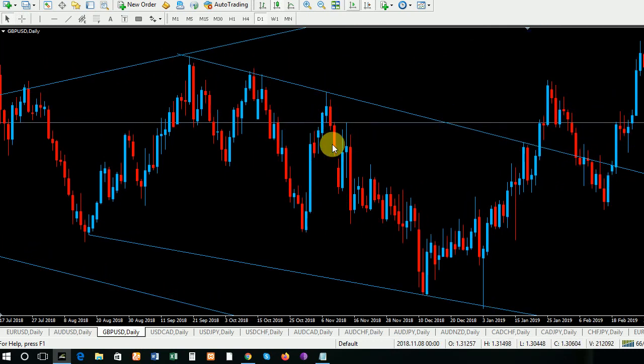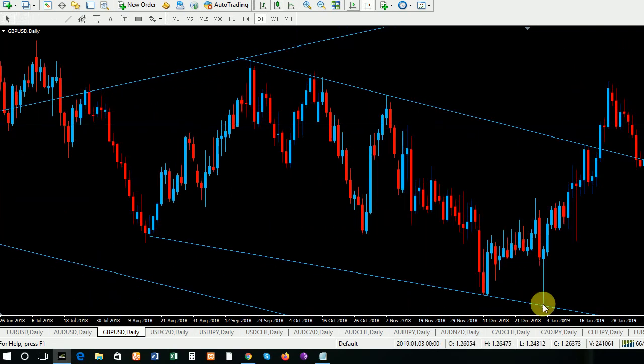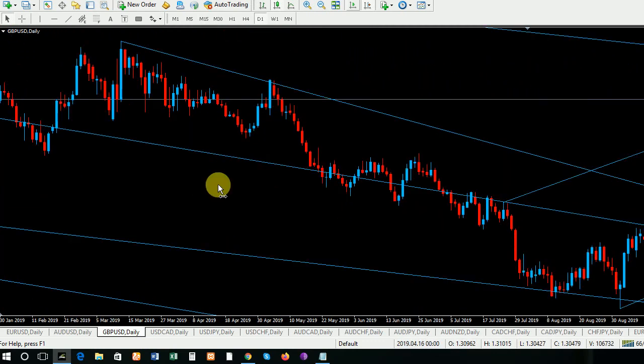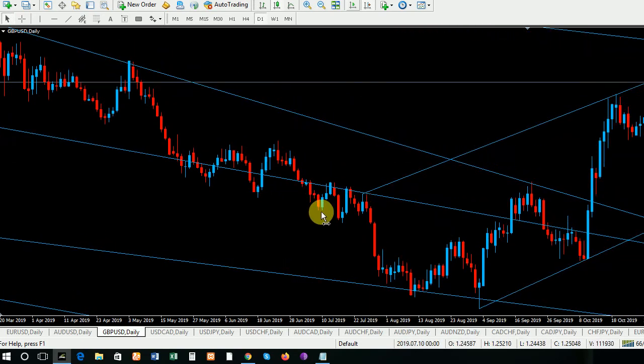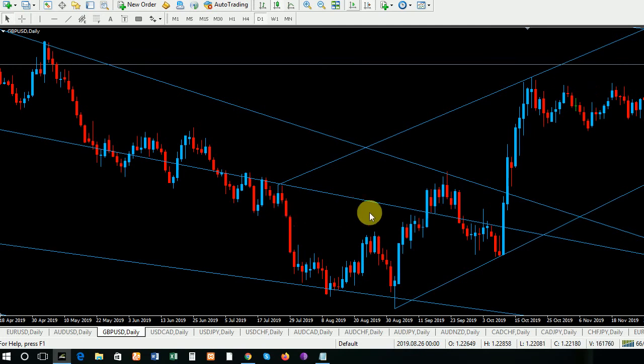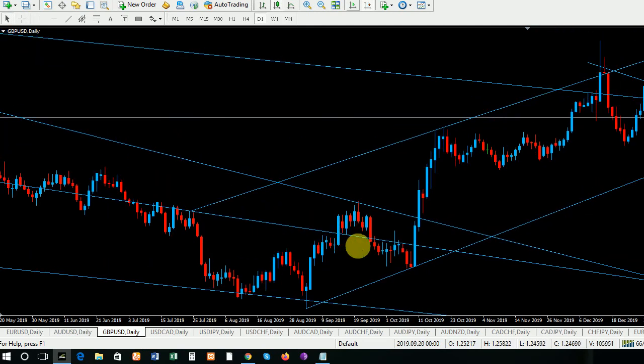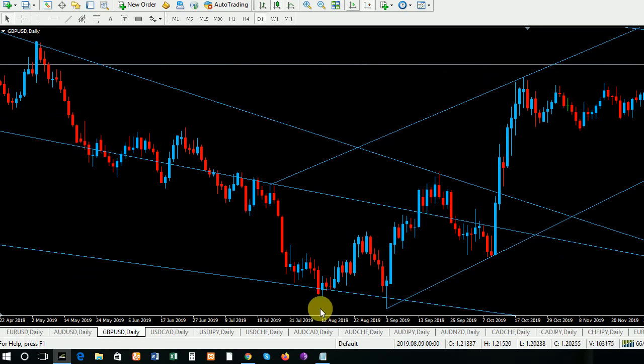Here is also an engulfing pattern for an entry point. 1, 2, 3. Here will be our entry. 1, 2, and we got 3 here. Here will be our engulfing pattern. So we can trade here. Guys, we got two entries here.